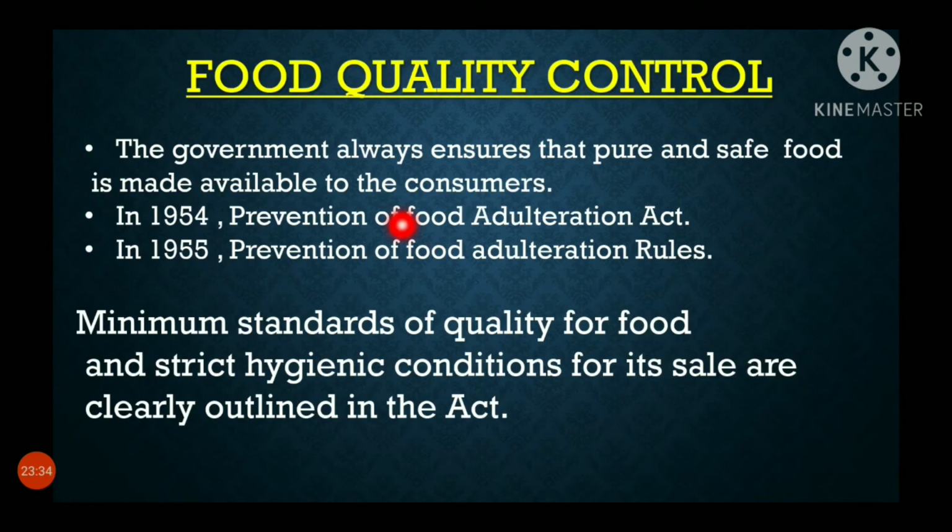Next is food quality control. Our government knew that food was being sold in an improper way. So a few rules and regulations have been created so that we can get good, healthy food. The government always ensures that pure and safe food is made available to consumers. The government is looking after it so that people who are buying get very healthy food.